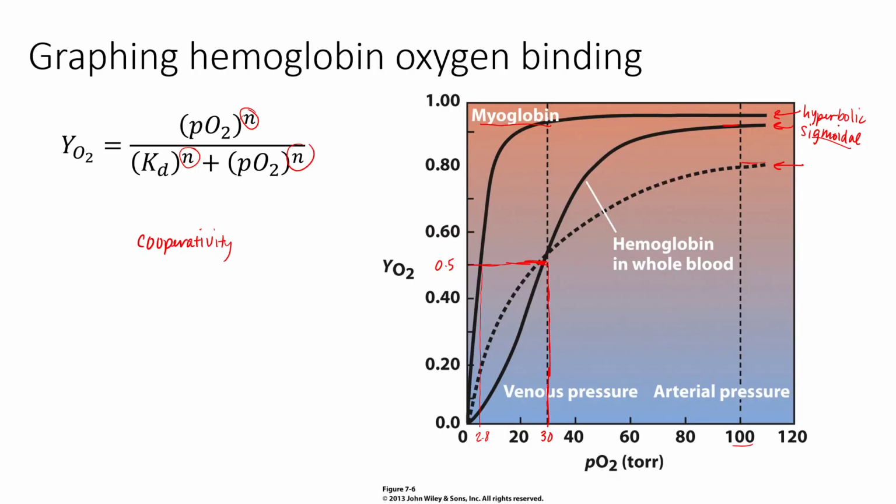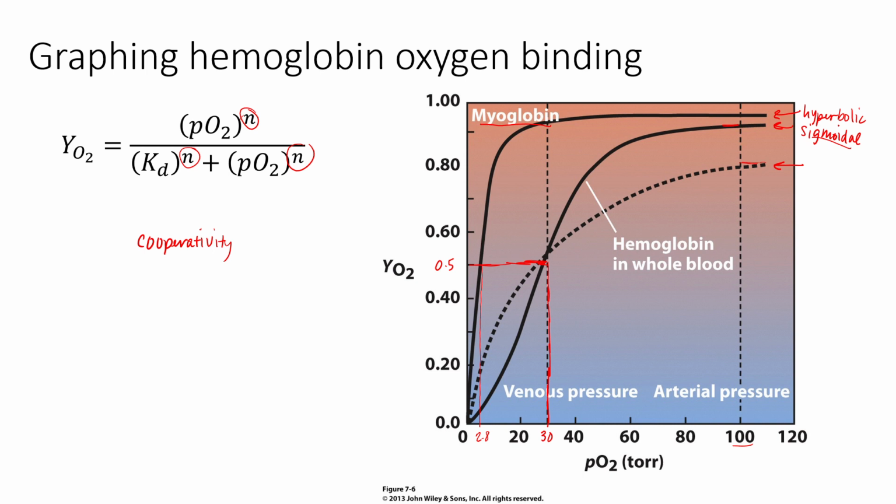So when we think about the T state, it is more likely to release oxygen, and the R state wants to bind more tightly to oxygen. So when one subunit binds to oxygen, we have that shift to the T state.